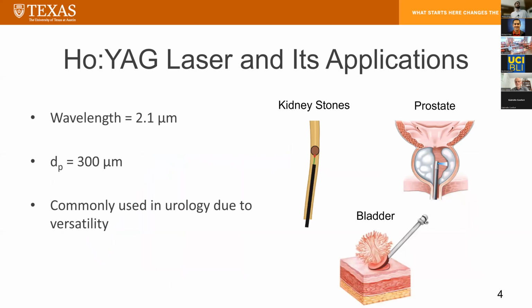For these experiments that I'll describe today, we used a holmium YAG laser. This is at a wavelength of 2.1 microns, giving a relatively deep penetration of about 300 microns in soft tissue. And this laser is used commonly in urology because it's very versatile. It can break apart kidney stones of many different compositions, as well as be used for soft tissue surgeries, such as in the prostate or for removing bladder tumors.